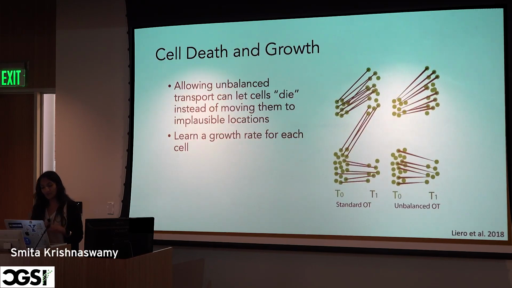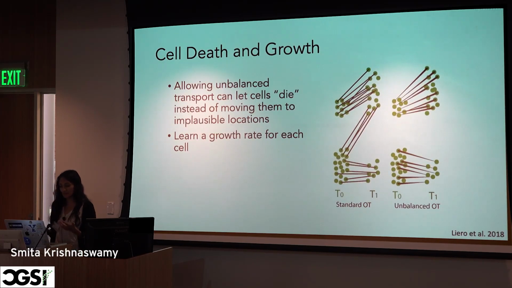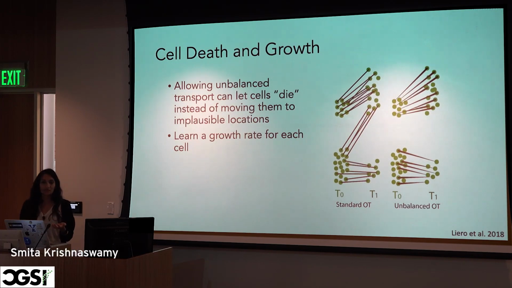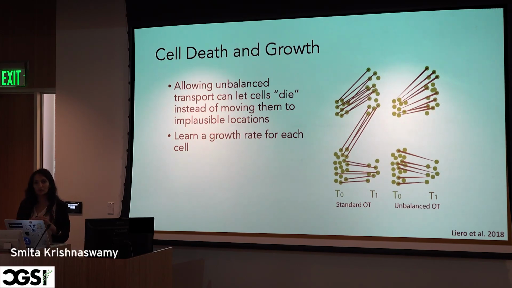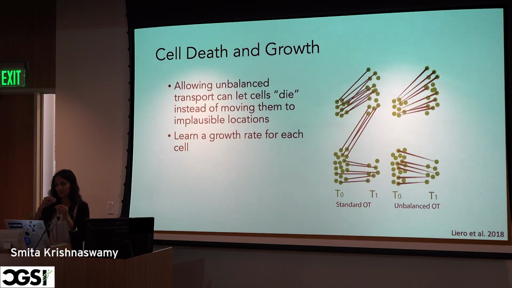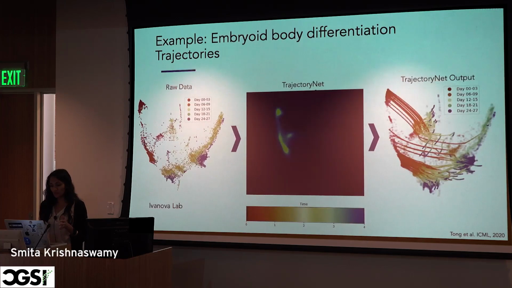Another issue is cell growth and death. So cells aren't just transported. We also want to give it the ability to kill cells or have cells be born. This, too, can go into the framework of optimal transport. You basically have to learn growth or death rates, which is the same rate. If it's less than 1, it would be death, and if it's more than 1, it would be growth, in order to do what's called unbalanced optimal transport. So once you put these in, this is actually what the transport looks like.